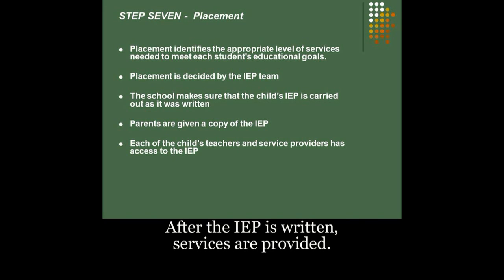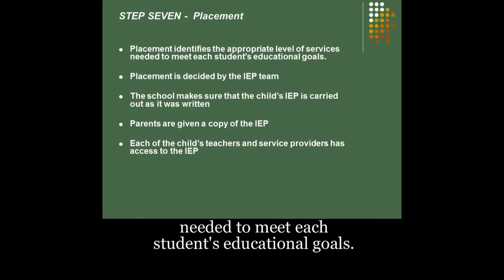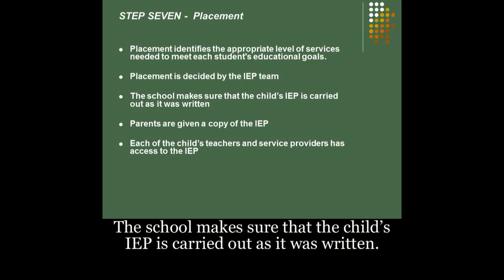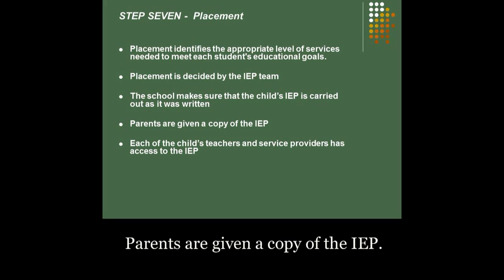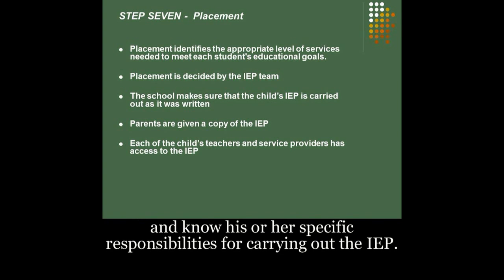After the IEP is written, services are provided. The placement decision identifies the appropriate level of services needed to meet each student's educational goals. Placement is decided by the IEP team. The school makes sure that the child's IEP is carried out as it was written. Parents are given a copy of the IEP. Each of the child's teachers and service providers have access to the IEP and know his or her specific responsibilities for carrying out the IEP.